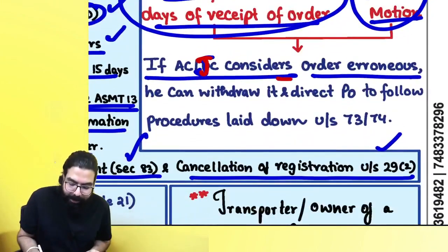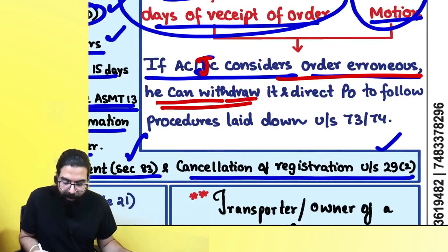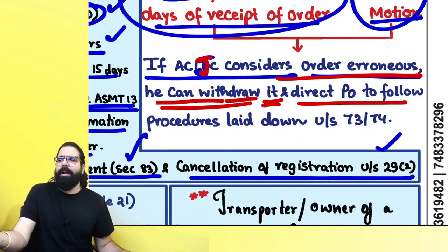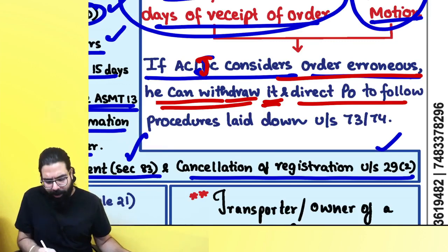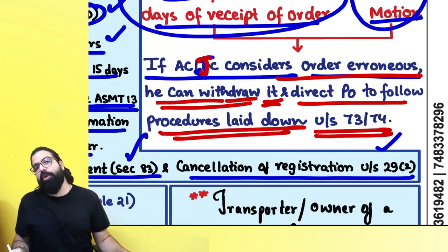If he realizes that the order is erroneous, wrong, then the AC or JC will withdraw it and direct the proper officer, hey, proper officer, leave the shortcut and all. Normally issue a show cause notice and normally pass a demand order. The procedure laid down under 73 and 74, he will ask the officer to follow.